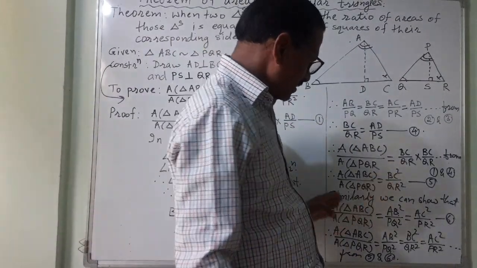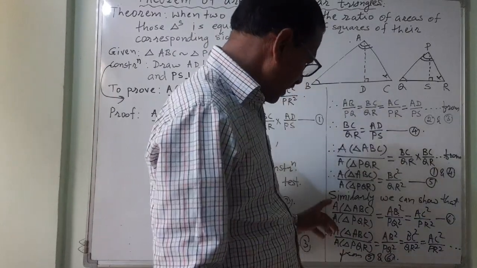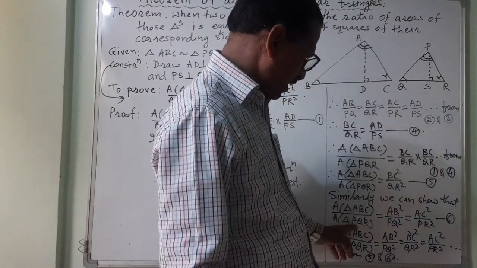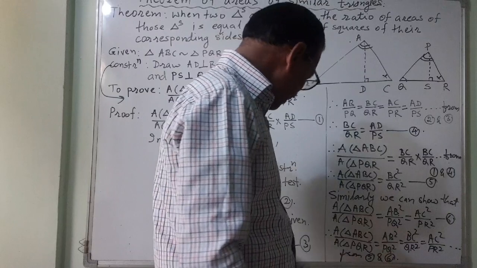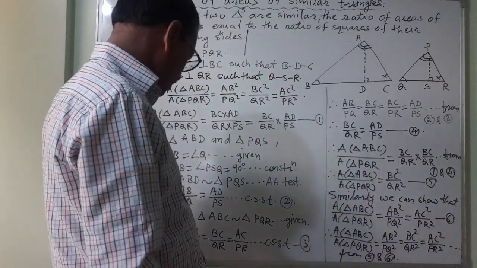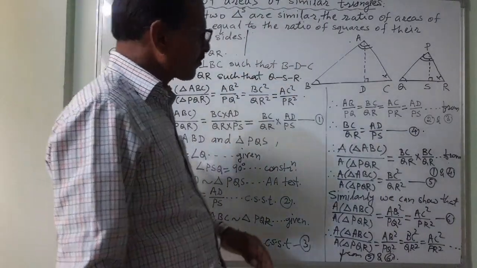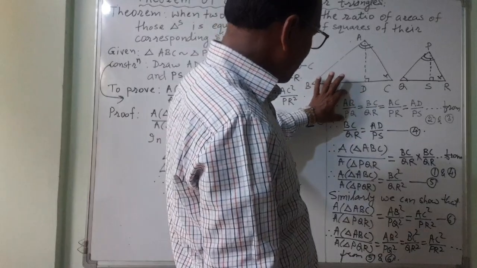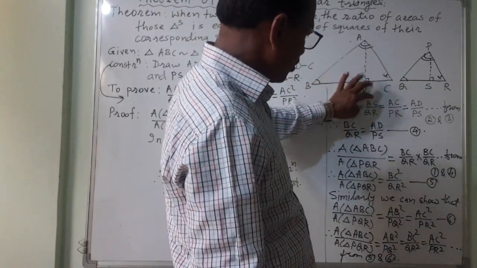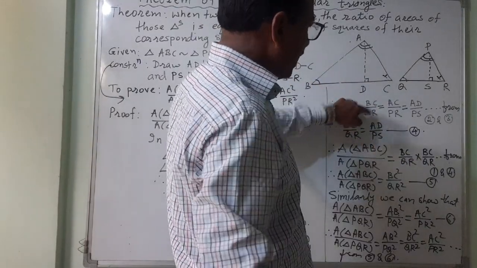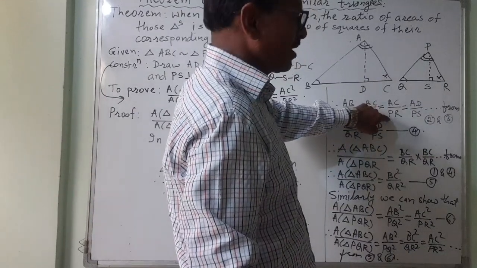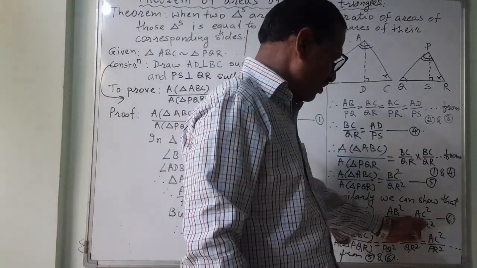Just go on saying. Similarly, we can show that area of triangle ABC upon area of triangle PQR is equal to, take the remaining sides now. Remaining sides are AB square upon PQ square, BC square upon QR square we have proved. Then AC square upon PR square is remaining. That you write, whatever is remaining.